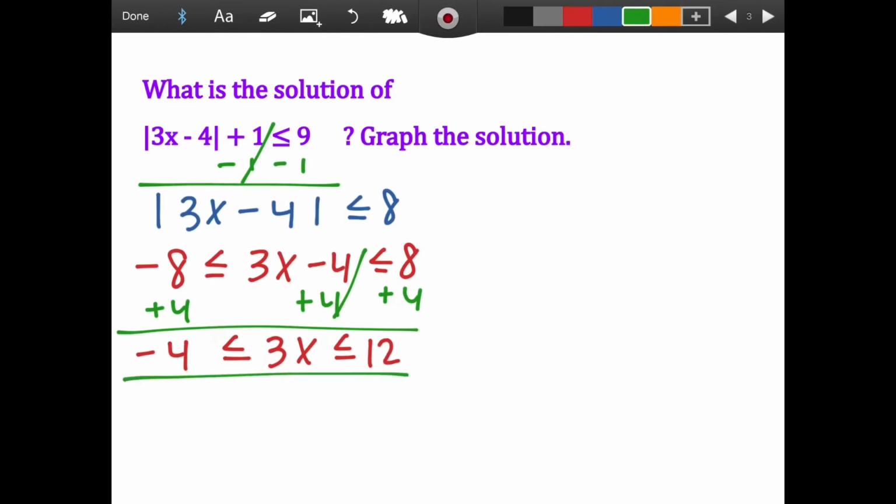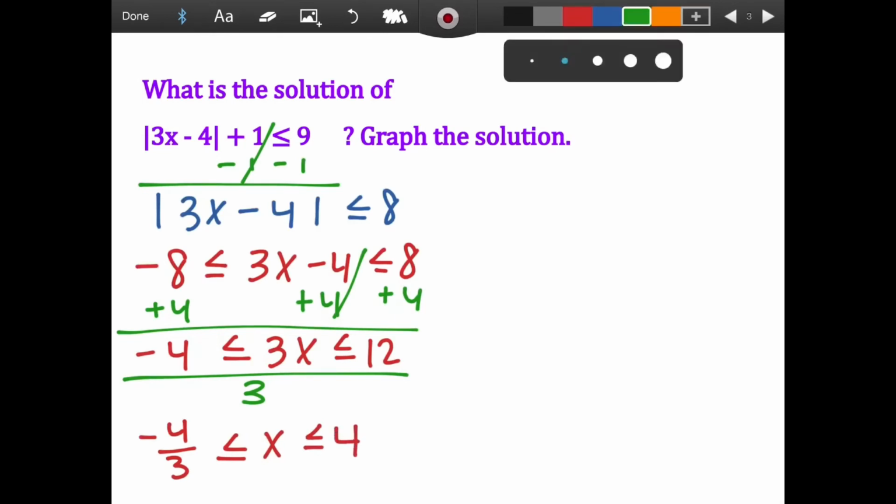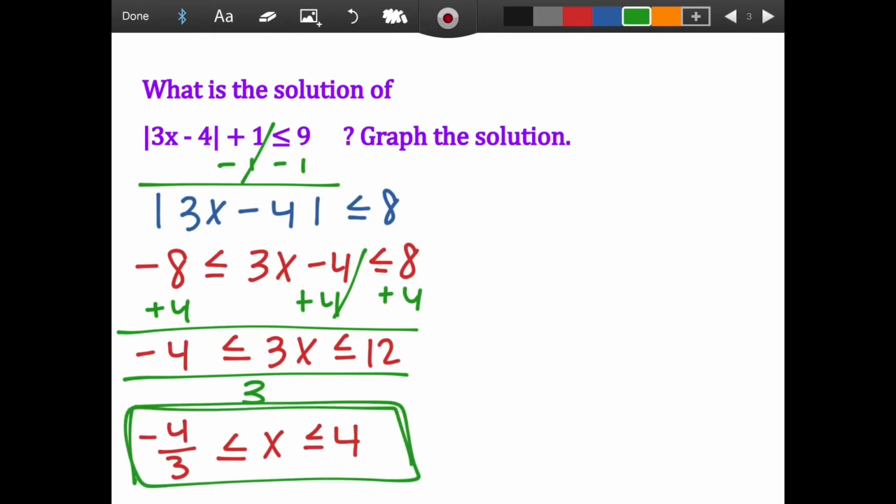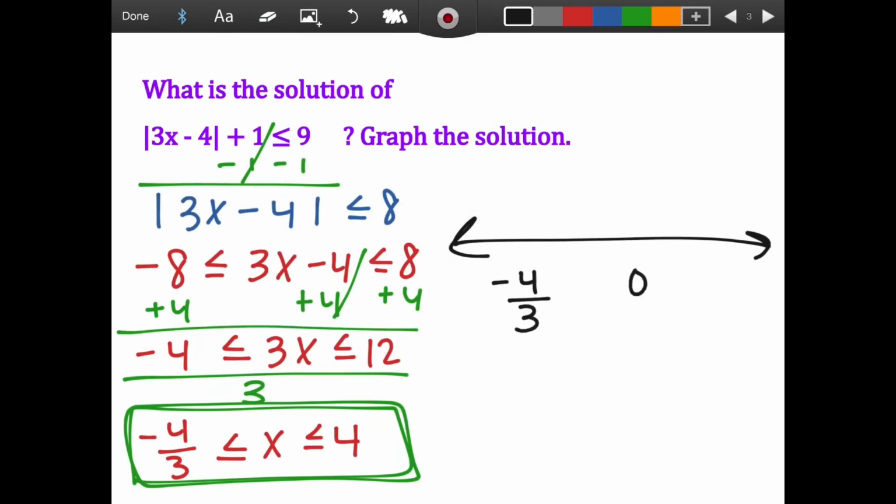Last step to solve for x, we're going to divide everything by 3, and we're left with negative 4 over 3 is less than or equal to x, which is less than or equal to positive 4. So this is the range of values for this inequality. And now we have to graph on our number line. So on our number line, we're going to have negative 4 over 3, 0, and positive 4. Now for this graph, we have a closed circle at negative 4 over 3 and a closed circle at positive 4 because we're talking about greater than or equal to and less than or equal to.